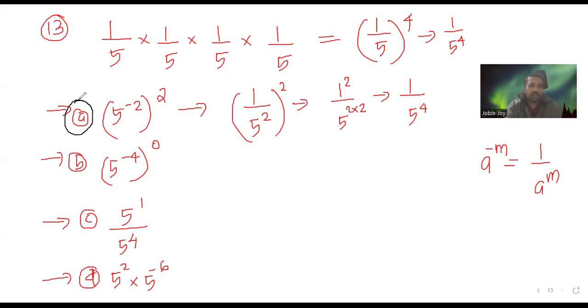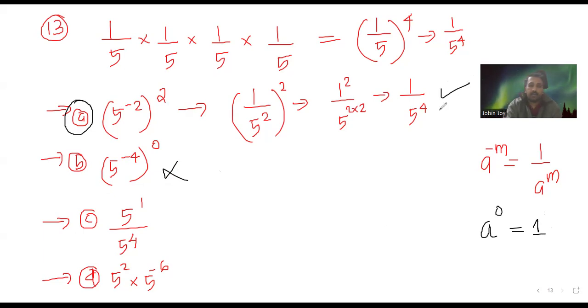Option A is correct. You have to select one more option. Second option is 5 raised to minus 4, the whole raised to 0. That is wrong. Why? Any number raised to 0 is equal to 1. So 5 raised to minus 4, the whole raised to 0, equals 1. So this is not the correct answer.